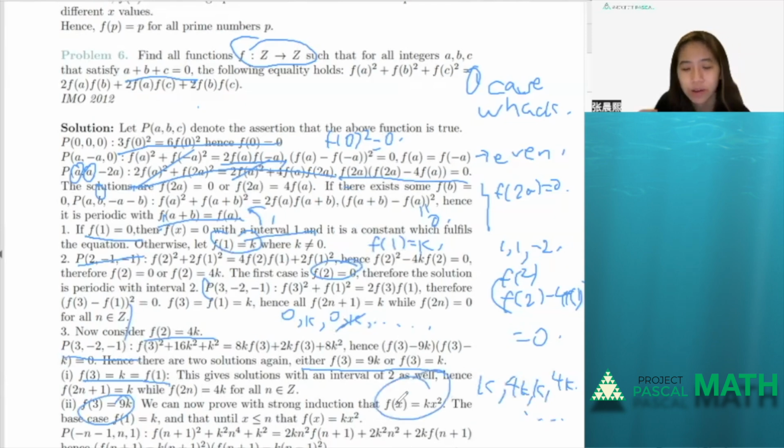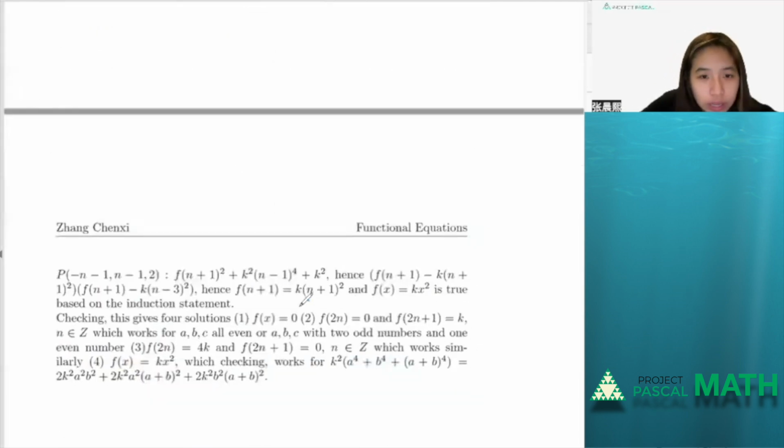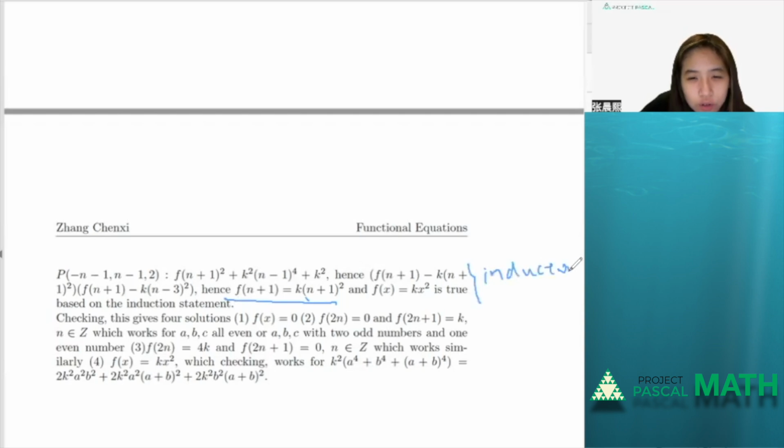So you have to prove that f(n) is k times n squared. And how do you prove that? You use strong induction. And once you start like n plus 1 and -n and -1, you realize that this thing is equal to 0. And then you're able to do another substitution again. Oh, sorry, I had to erase everything because I have to move on to the next page. You do another substitution again, and you realize that f(n+1) equals k(n+1) squared, and then you prove the induction. So induction is true.